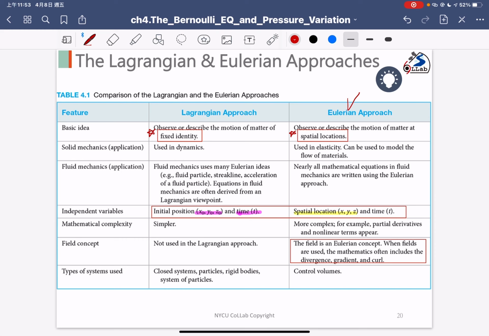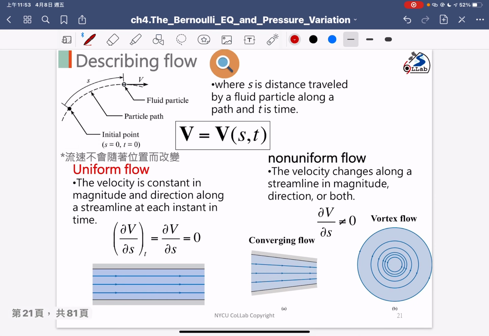describe the flow conditions. Okay, so there are many flow conditions I didn't mention. So the next one is uniform flow and then non-uniform flow.